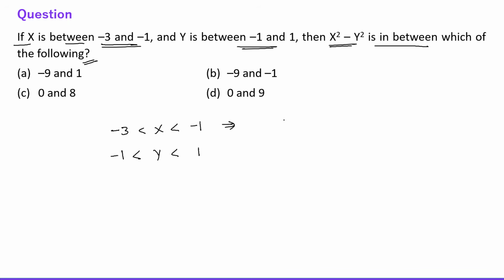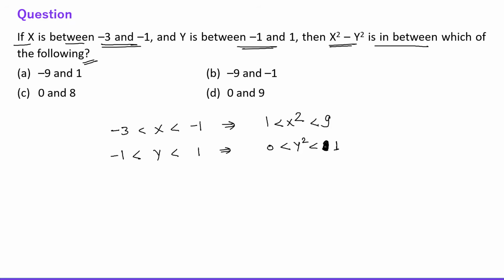So if I talk about x square, then x square will be lying between 1 to 9. Why 1 to 9? Because a square is never negative. If you take the square of a negative quantity, then obviously it will come as a positive number. And if I talk about the squares of y, then the range of y square will be 0 to 1.